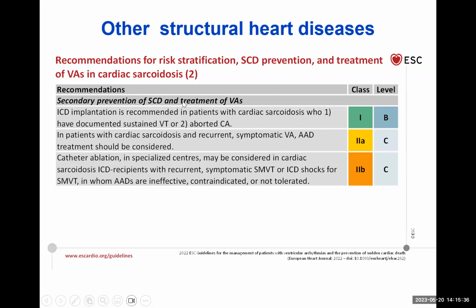For secondary prevention, a patient who already had VTAC or VF cardiac arrest, it's a class 1 indication. Patients with cardiac sarcoidosis and recurrent symptomatic ventricular arrhythmias should be put on antiarrhythmic medications. Catheter ablation is a 2B indication in patients with sarcoidosis.